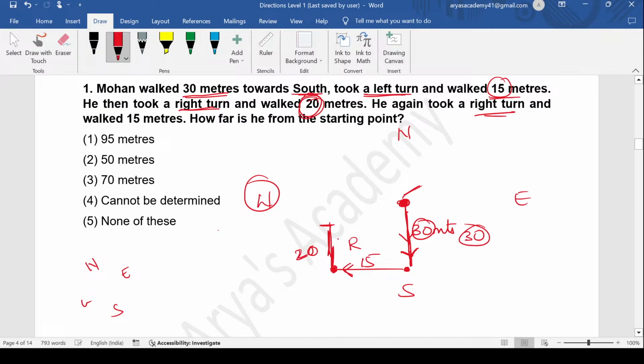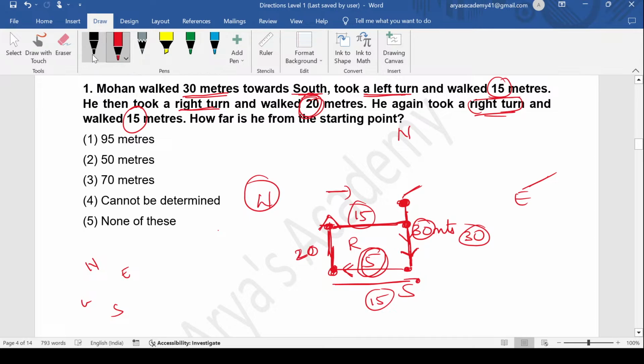He again took a right turn. Now I'm here. And I'm facing which direction? North. From north, if I take a right turn, I will be moving towards which direction? East. So I am taking a right turn and walked how much? 15. Means this total distance between this point and this point is 15. Hence, if I go for 15 meters, I will be somewhere on this line, right? So I will be reaching here. I will be exactly here after walking for 15 meters and by taking right turn.